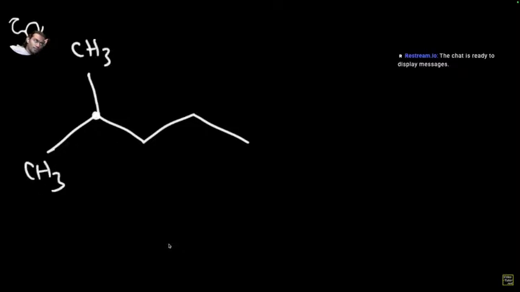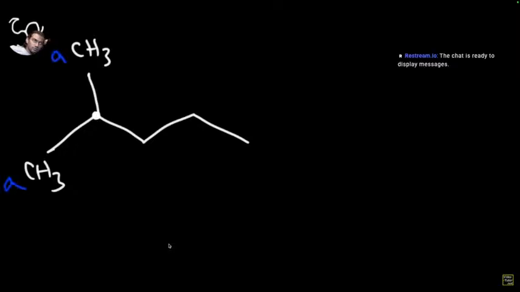Try this one. 2-methylpentane. How many different signals should we get in this case? So here we have 2 methyl groups attached to this carbon. So those 2 methyl groups will be identical to each other. So that's going to be signal A.